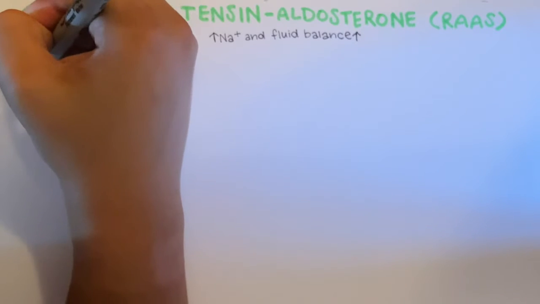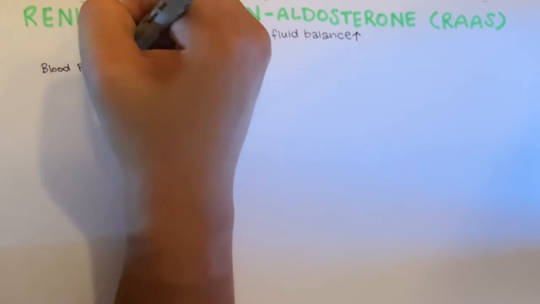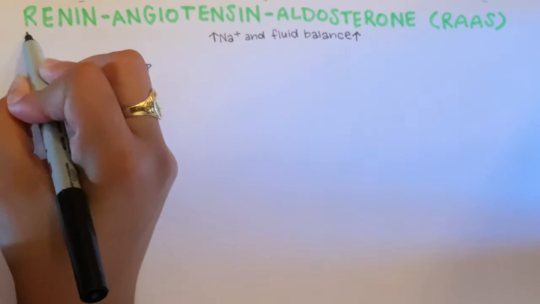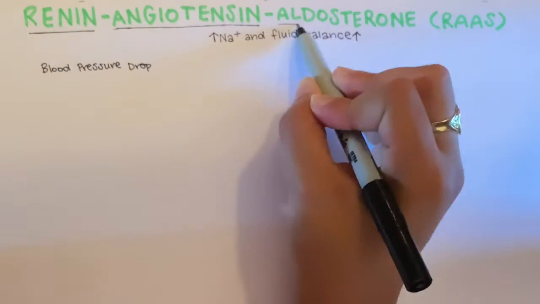RAAS is activated when blood pressure drops or when extracellular fluid or blood plasma levels drop. RAAS is controlled by three major hormones, which we will cover in depth: renin, angiotensin, and aldosterone, as the name states.